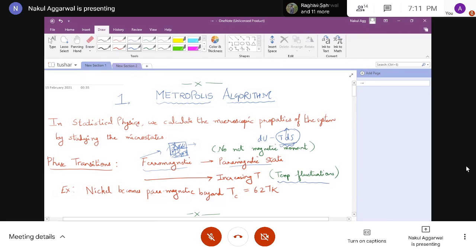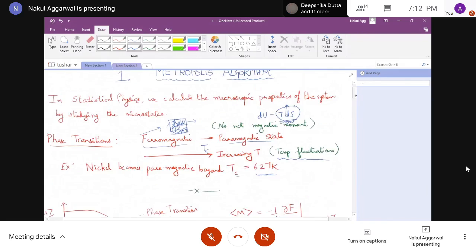But this is a phase transition, because earlier you were in one phase, which is the ferromagnetic state, and then after some critical temperature, which we write as Tc, you are now in a paramagnetic state. So the phase of your system has changed. For example, nickel becomes paramagnetic beyond a critical temperature, which is 627 Kelvin, which is high enough. It's not like it will become paramagnetic at room temperature. You need this value of temperature, and beyond this, nickel will have a paramagnetic state.